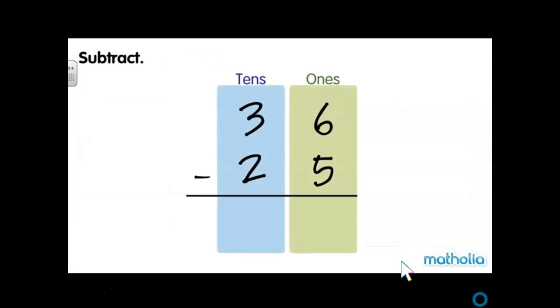Subtract. We need to find 36 minus 25. Let's start by subtracting the ones. 6 ones minus 5 ones equals 1 one. Next, subtract the tens. 3 tens minus 2 tens equals 1 ten. 36 minus 25 equals 11.